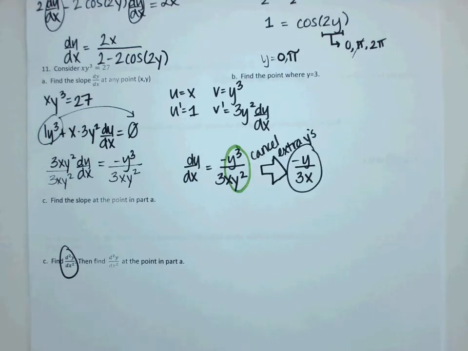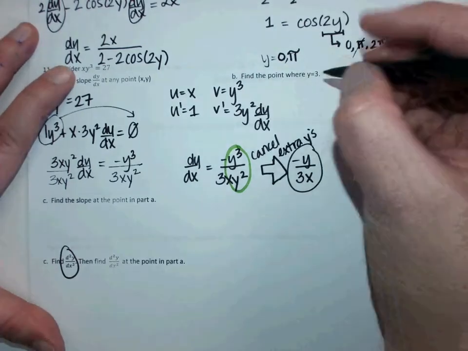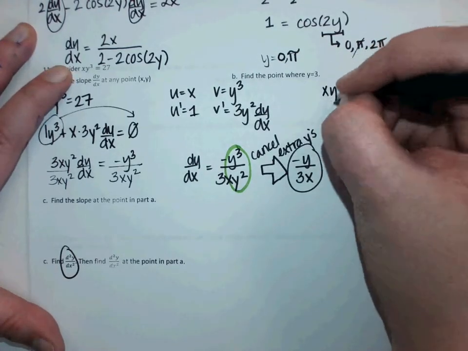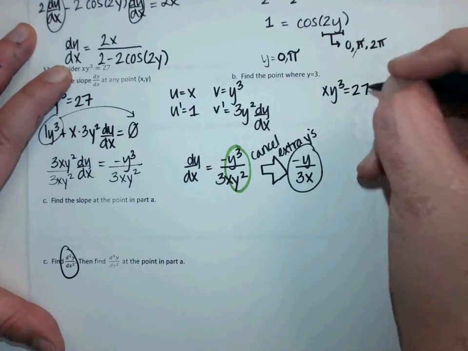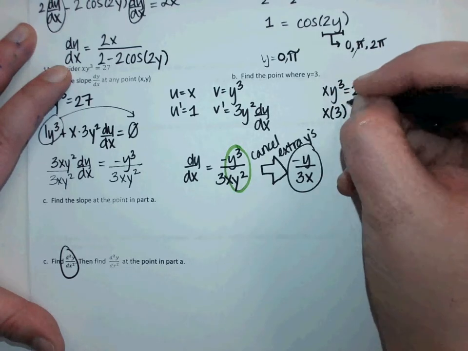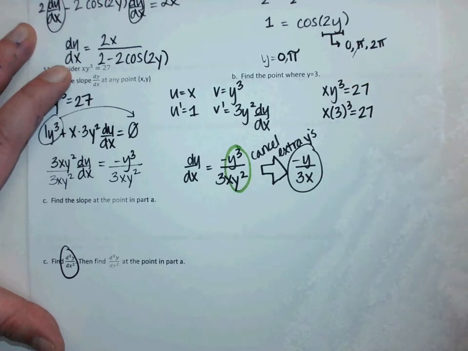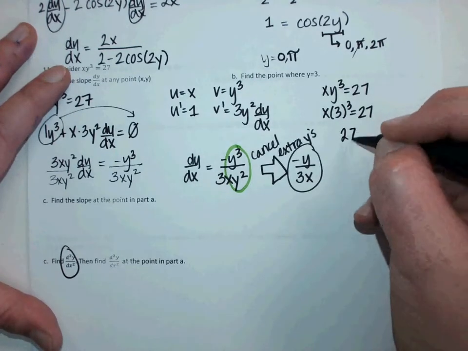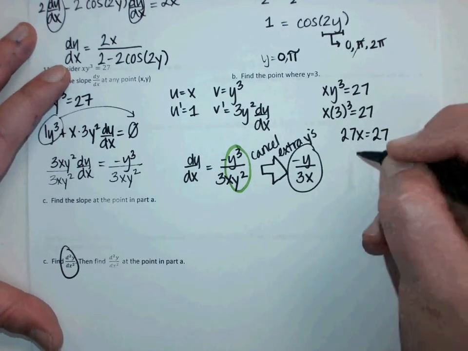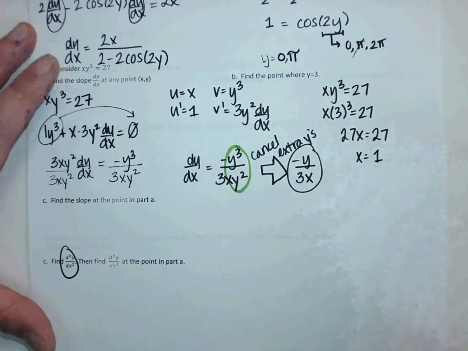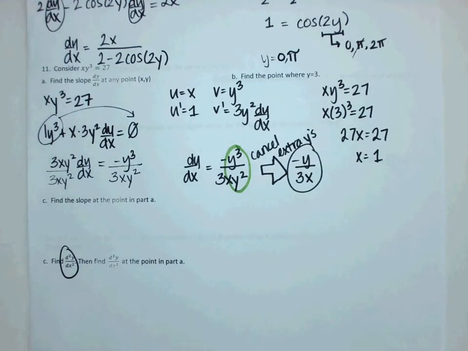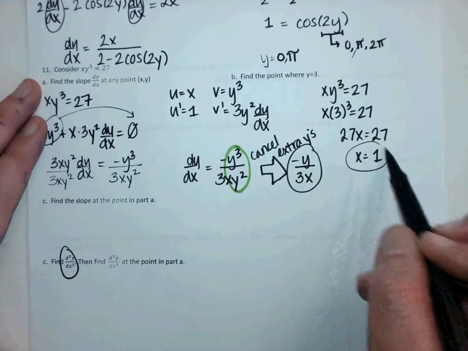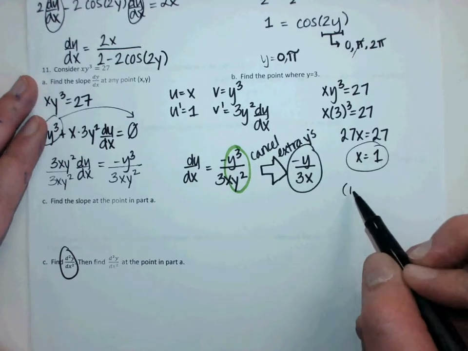So if y is 3, go back to here. Remember, xy cubed equals 27. Well, then x times 3 cubed is 27. Well, 3 cubed is 27. So if 27x is 27, what's x? 1. And remember, just because that point has a unique x and y doesn't make it a function. That would have to be true for every point. So my point now is 1, 3.